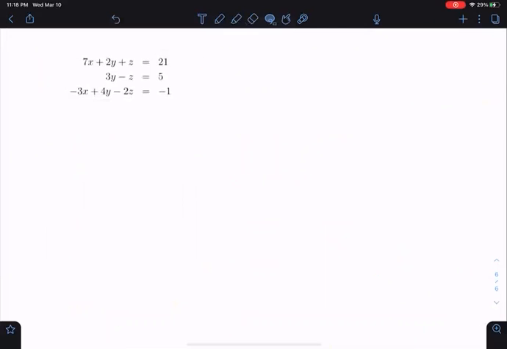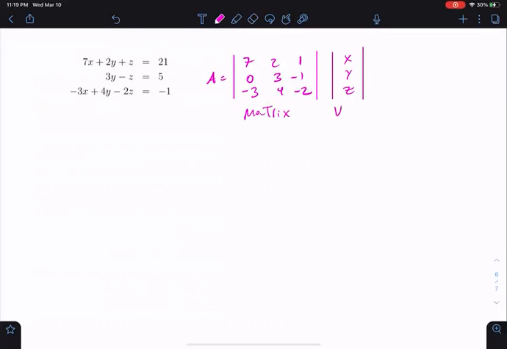So this is a system of equations. The first thing I need to do is write it as a matrix, right? So this is 7, 2, 1, 0, 3, negative 1, negative 3, 4, negative 2. So this is A, right? Remember, this system is A, and X will be x, y, z. This is a matrix. This is a vector. And this is another vector.